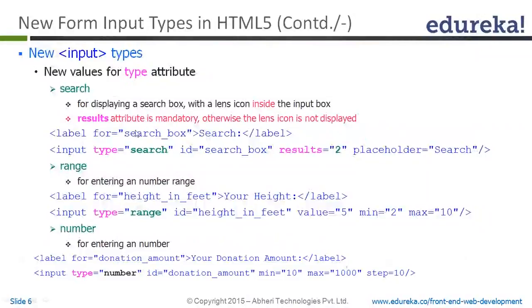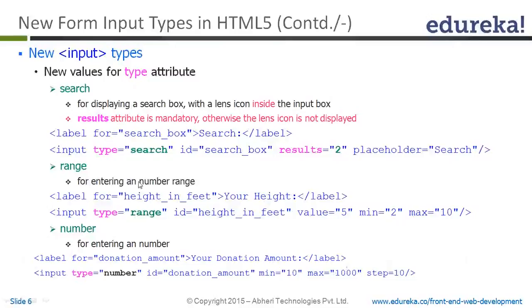Similarly, as you can see, on most websites there will be a search box for searching for articles and items. For example, if you want to search for something within the page or on the website, you would like to have a search box. For having the search box, you will have type equal to search. And how many results are to be displayed, you can specify with a results attribute as well.